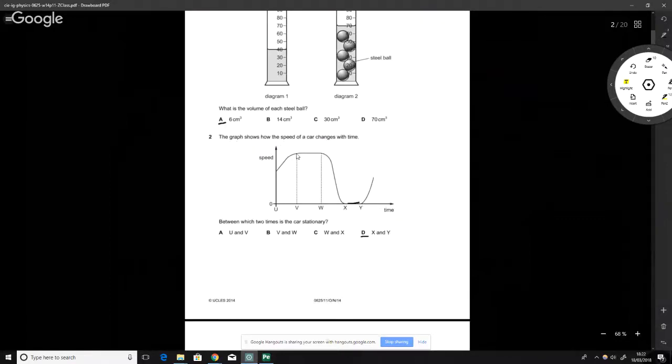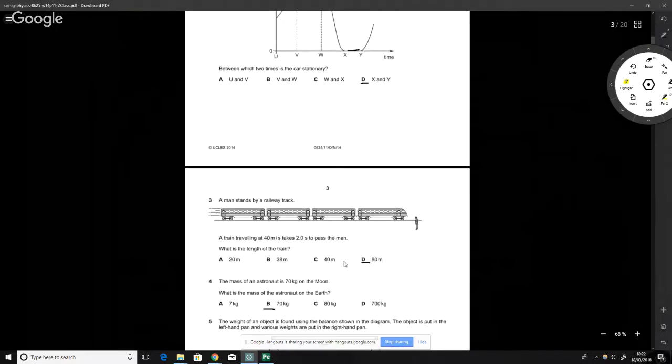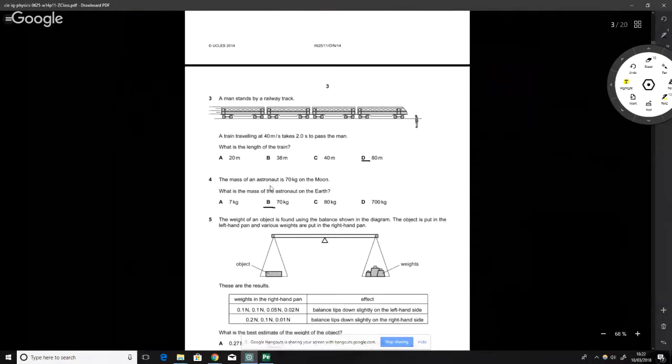This graph shows how the speed of a car changes with time. When is the car stationary? Well, when the car is not moving, the speed is 0, and the speed is 0 over here. Answer is D.